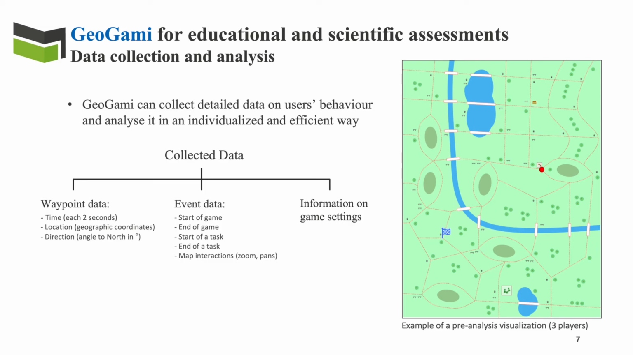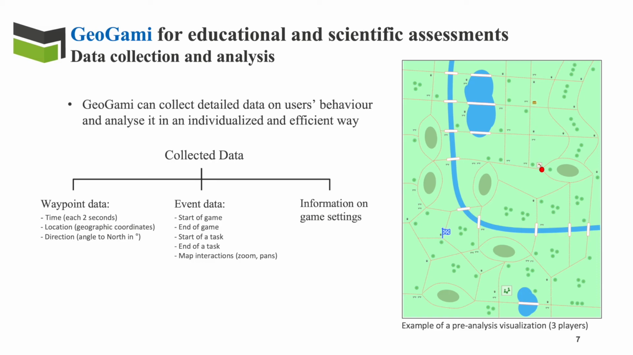The collected data include waypoint data, time, location, and direction, event data, such as start and end of the game, start and end of the task, and also map interactions. In addition, GeoGami collects information on game settings. Analyzing the collected data will show you how GeoGami can be used for educational and scientific assessments.